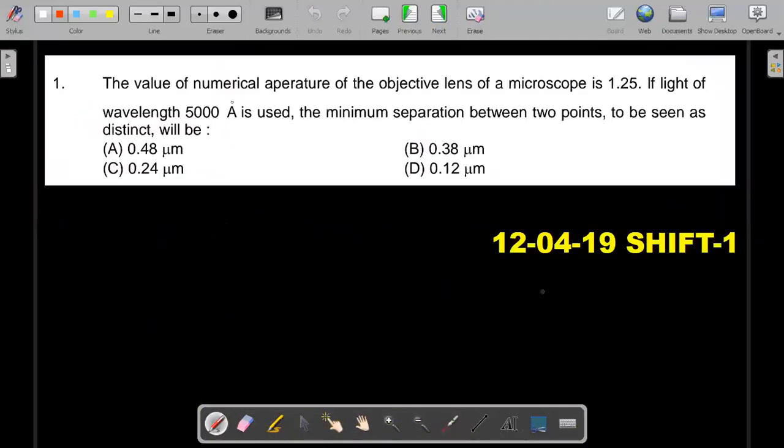Let's move forward. The numerical aperture of an objective lens of a microscope is 1.25, and if light of wavelength 5000 angstroms is used, the minimum separation between 2 points to be seen as distinct will be. Okay, so this is a problem on resolving power of microscope. You want to give it a try, have a pause, and then move ahead. Okay, so here's the solution.